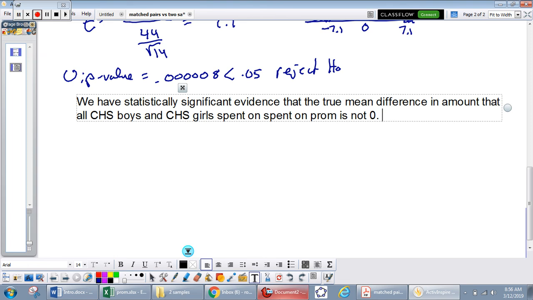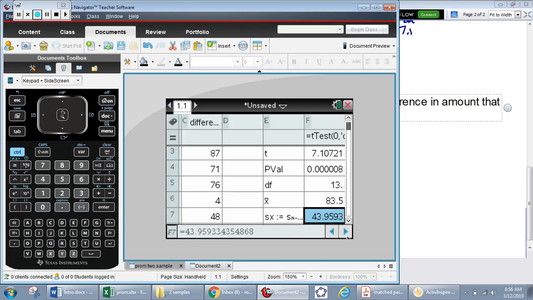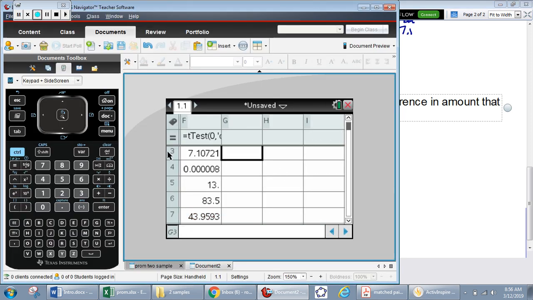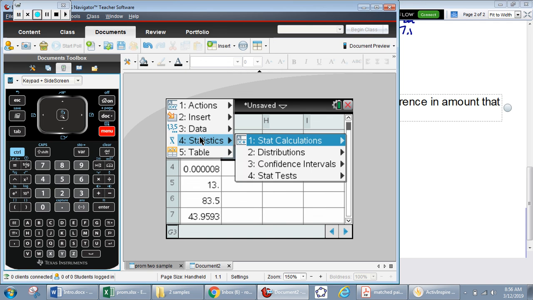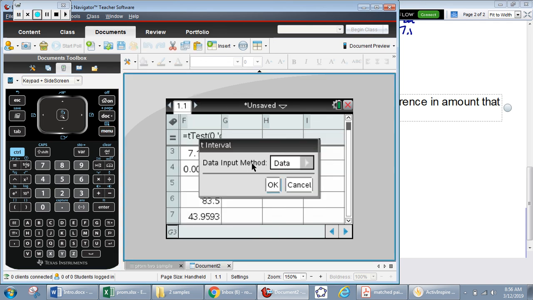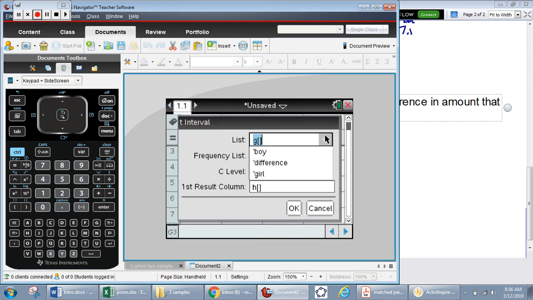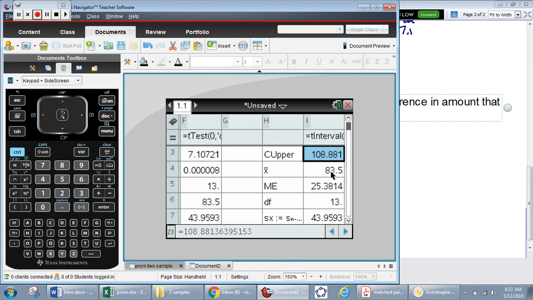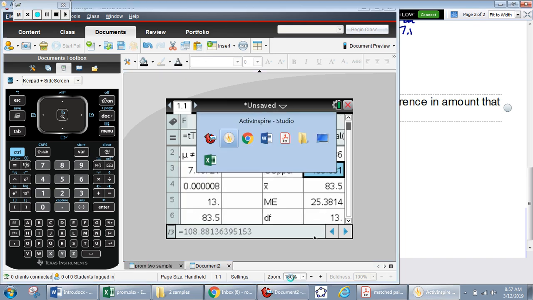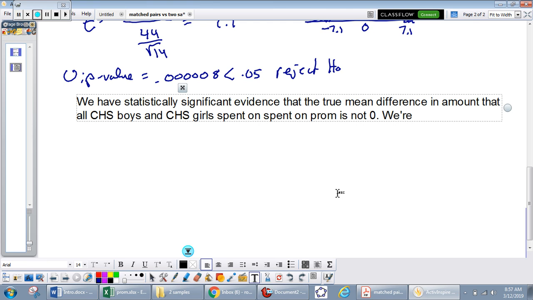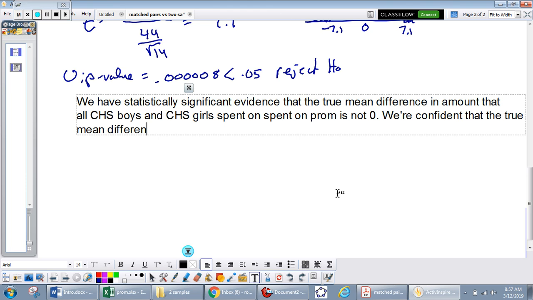Okay, so therefore, what can we say? Now a quick little confidence interval on the end will give us something to say. So we'll just run our confidence interval, and it's the exact same thing as a one sample. So menu, stat, confidence interval, and I just do a t-interval. Again, as statisticians, we know that we're talking about the differences, and I just do it for the differences. And I believe it's between 58 and 108. So we're confident that the true mean difference lies in the interval 58 to $108.